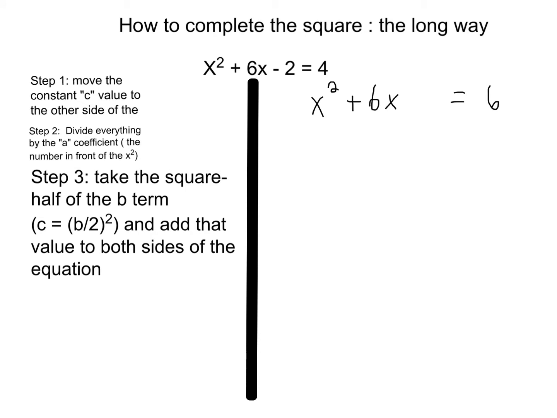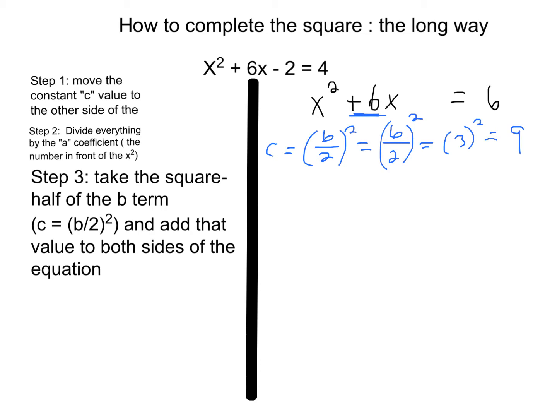Step 3. Now this is the longest and most confusing part of completing the square. We're going to take the square of half of the b term. Again, the b term is this guy right here. So for our new c value, we are going to take b, divide it by 2, and square it. In this case it was 6. We're going to take that, divide by 2, and square it. Now 6 divided by 2 is 3, squared, which is 9.